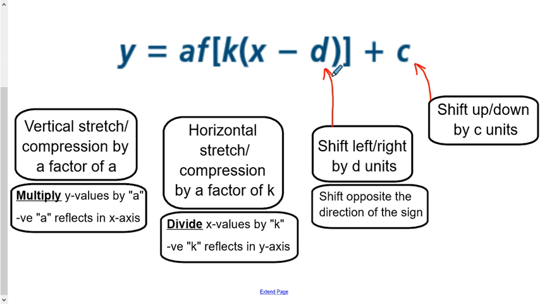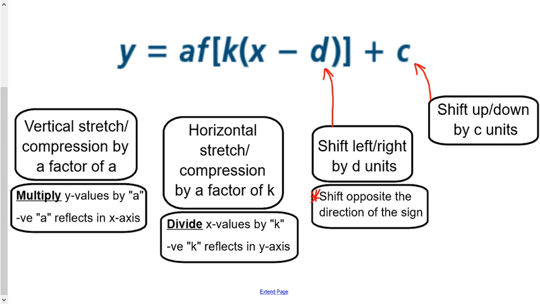Now, one thing we need to remember is inside those brackets, when we're associated with the x values, it's going to do the opposite of what we expect. So x minus 5, instead of moving us further in the negative direction, would actually move us in the positive direction. So we've got to remember that we need to shift opposite the direction of the sign. So x minus something would move us in the positive direction to the right. x plus something would move us in the negative direction to the left. Okay, so those are the ones that are a little more straightforward.